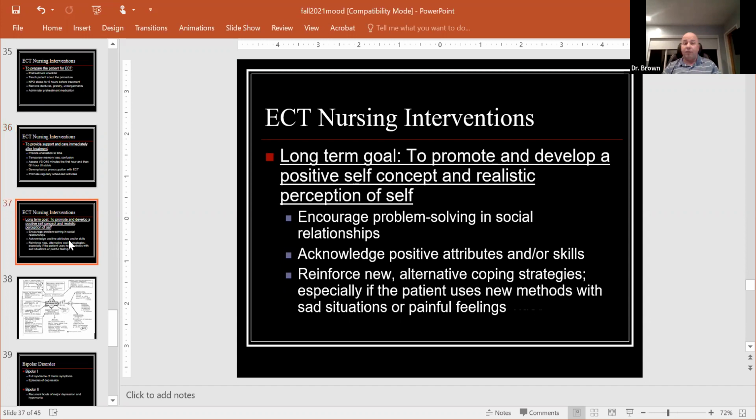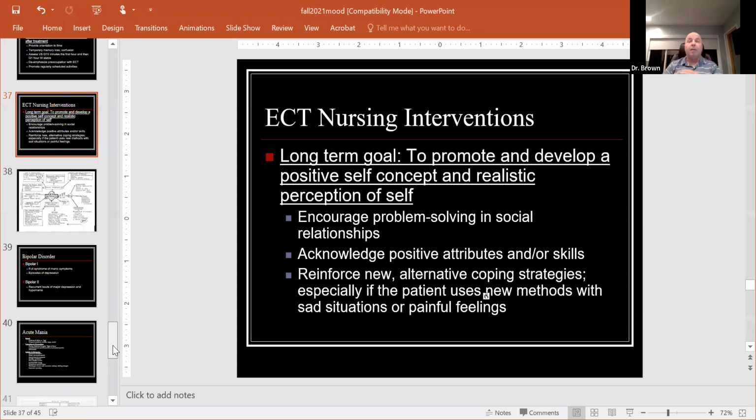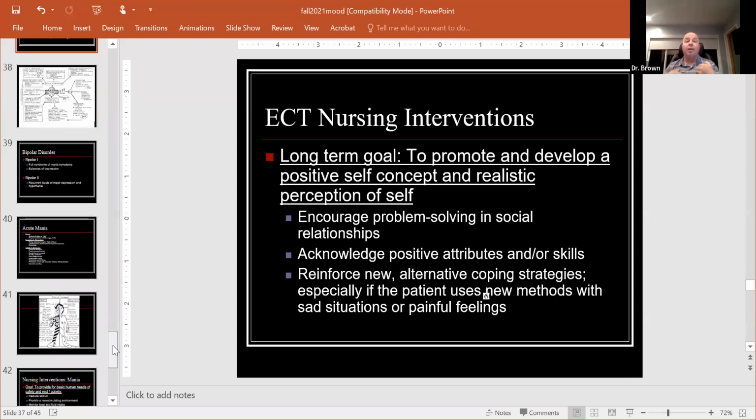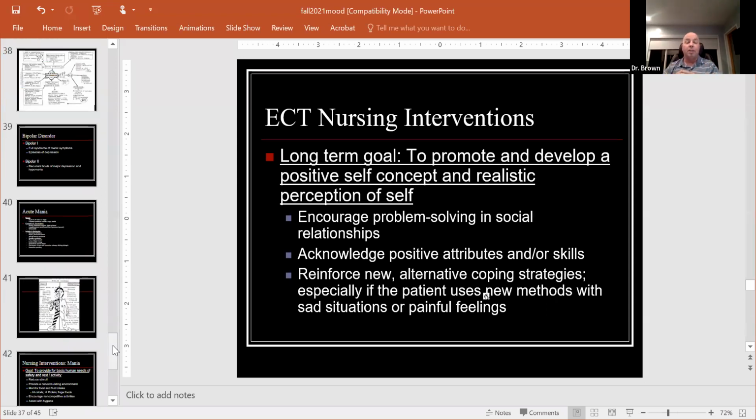So the long-term goal of ECT is to decrease depression and promote positive self-concept and realistic perception of self. So I told you a lot of these patients that are majorly depressed, they have no self-esteem, they haven't been working. So you want to get them to a functional level, okay?